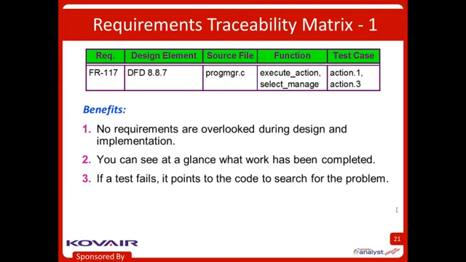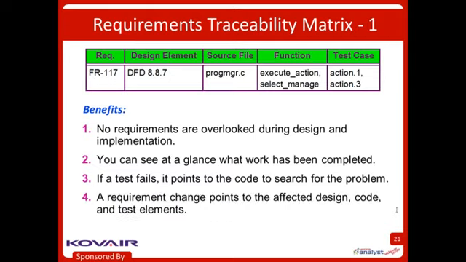Now suppose a test fails. Maybe test action.3 does not give the expected result. You can say, oh, well, action.3 was linked back to FR117, and you bounce over to the source file and function columns, and that will help you point to the code to search for the problem. Now, it might not be right there. It might be someplace else or a side effect or in a library, but that's a pretty good place to start the exploration that we call debugging.